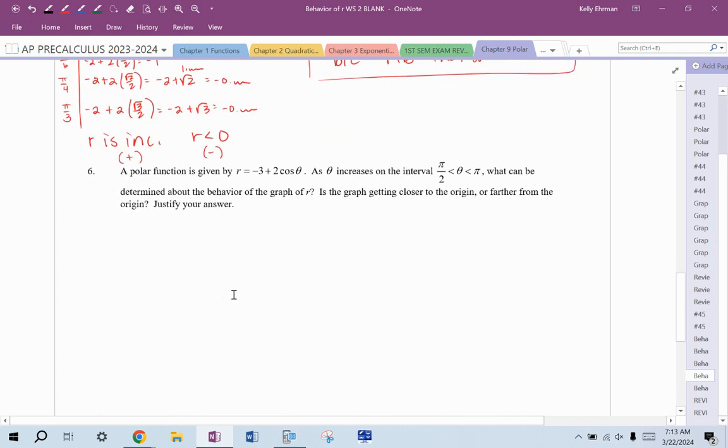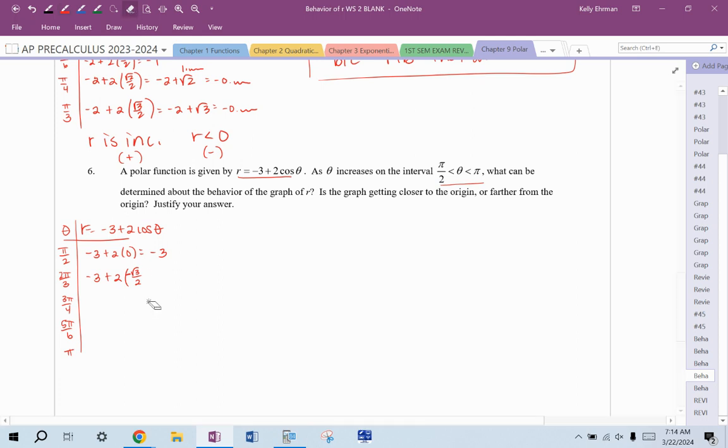All right, a polar function is determined by this. As theta increases on this interval, what can be determined? So make another table. So we're going from pi over 2 to pi. So that's pi over 2, 2 pi over 3, 3 pi over 4, 5 pi over 6, and pi. I plug in pi over 2, I get negative 3 plus 2 times 0, so negative 3.